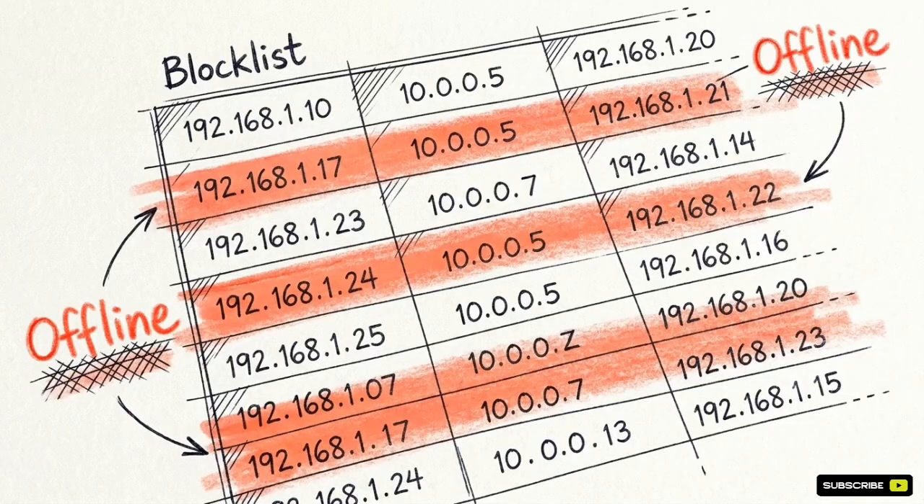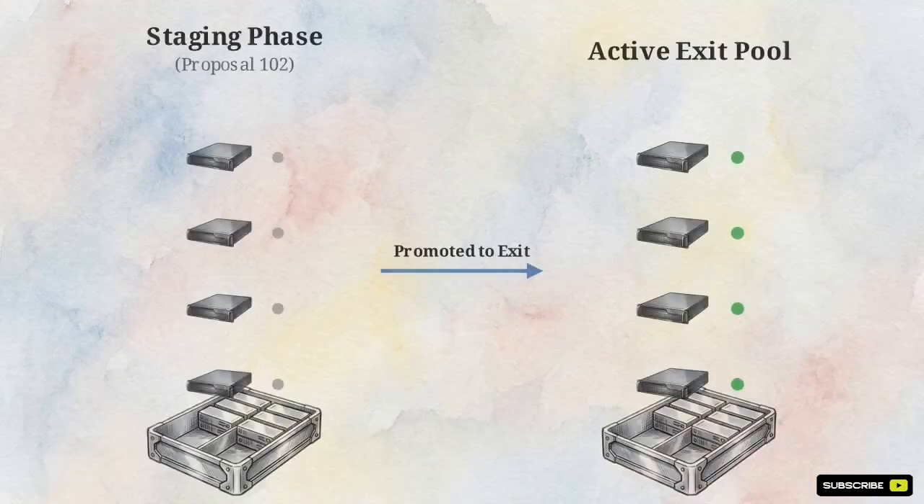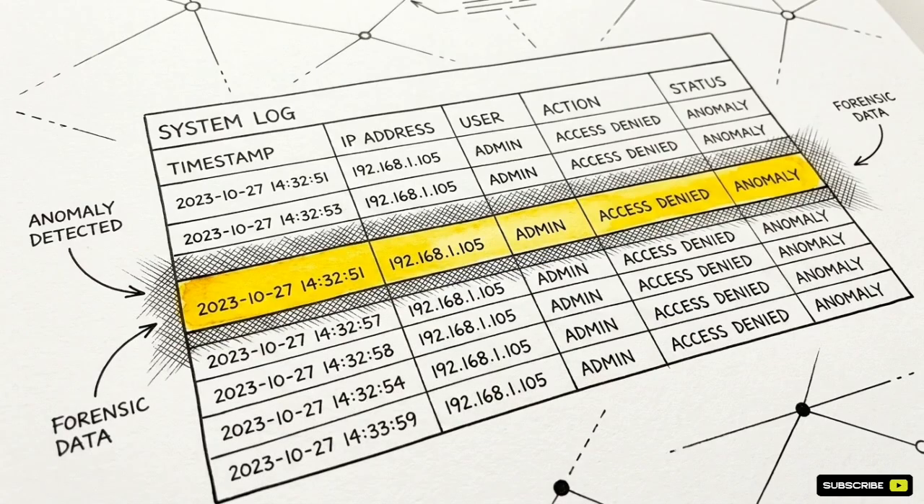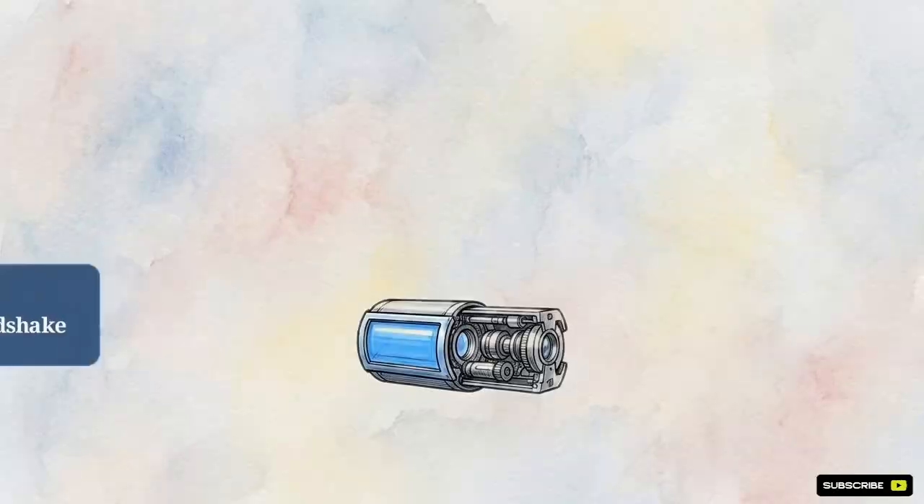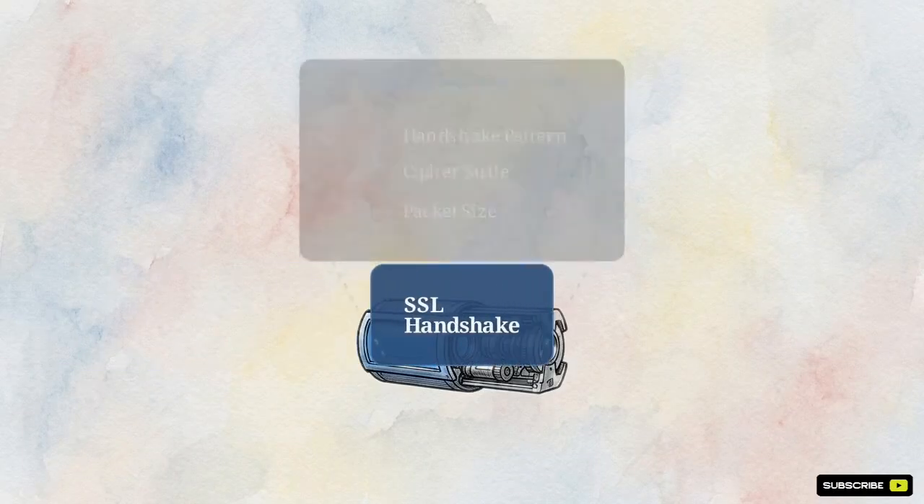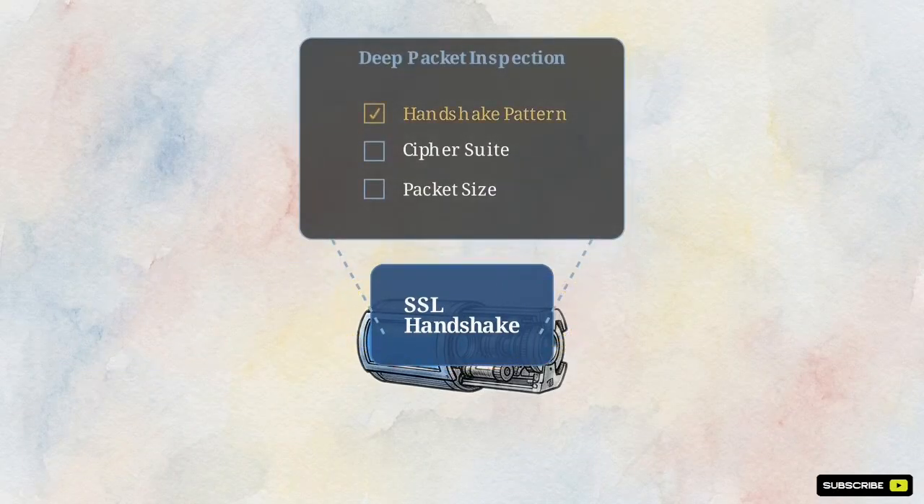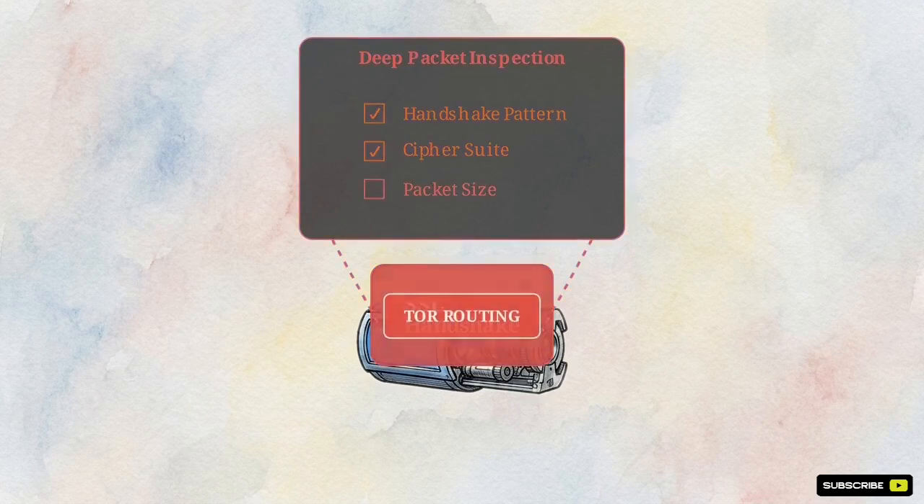Static IP blocklisting is often ineffective against Tor because exit nodes are temporary and frequently change. The mandatory staging phase for new relays ensures that the list of active exit IPs is in a state of constant churn. A more effective defense involves behavioral heuristics. Tools like App-ID can be configured to inspect SSL handshake patterns and specific cipher suites that identify Tor routing traffic, regardless of the source IP.